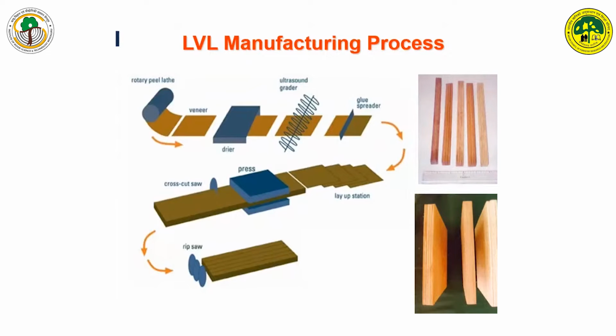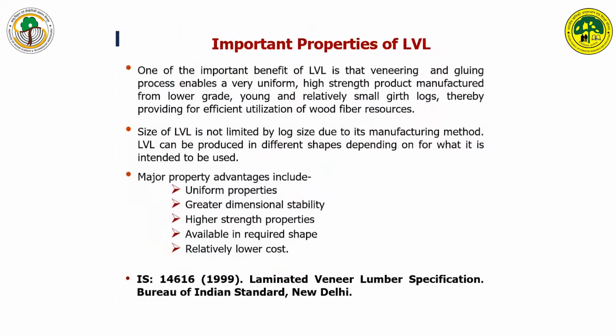Then these graded veneers have glue spread over them, and they are assembled and pressed under temperature and pressure in a hot press, and then these products are available for different usage. These are the important properties of LVL. They are available in big sizes depending upon the press capacity. If we have a continuous press, we can make longer LVL, and they have very uniform properties.